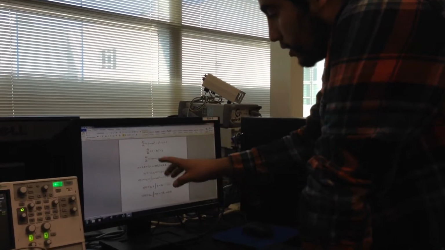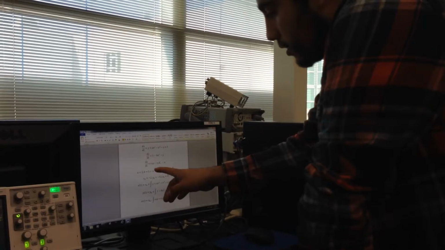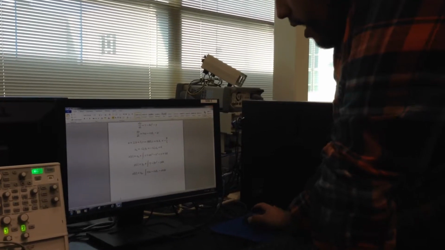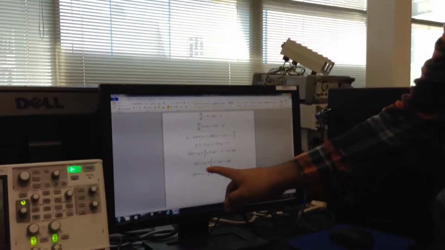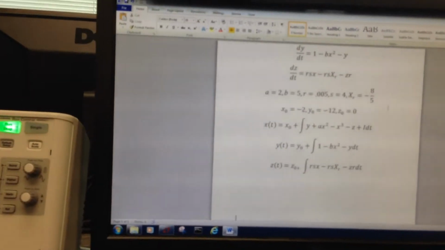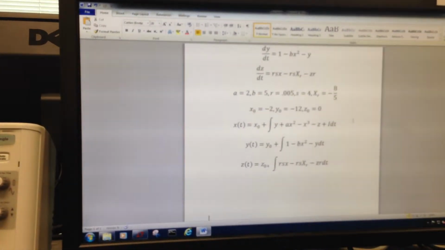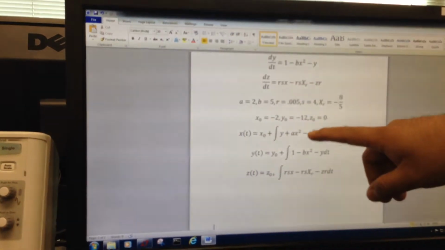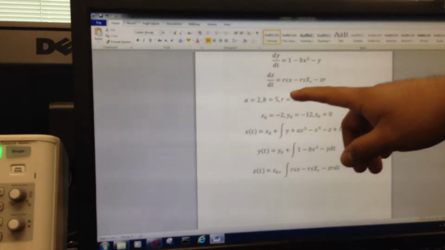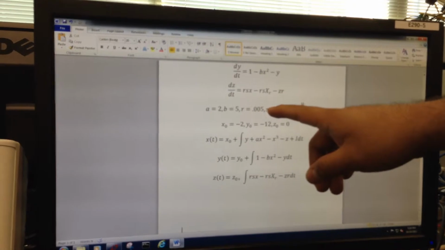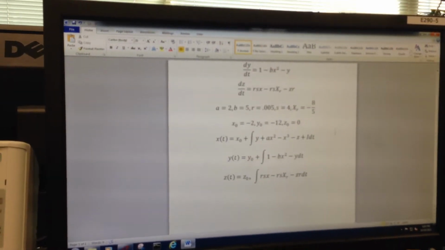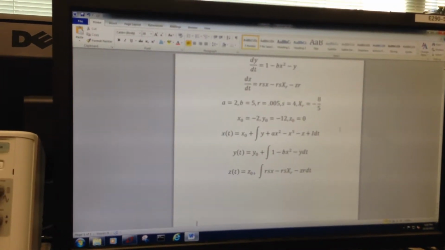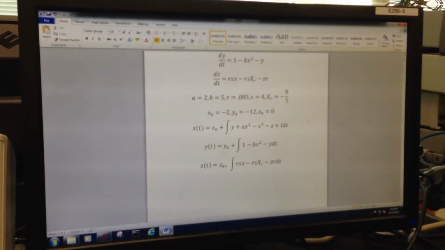What we wanted to do with these equations is get them in terms of x of t, y of t, and z of t. So we integrate both sides, and we get x of t, y of t, and z of t. These are the equations we're going to use to create our LTSpice schematics and working analog schematic. We have variables in here: a, which is equal to 2, b, which is equal to 5, r, which is equal to 0.005, s, which is equal to 4, and x sub r, which is equal to -8/5. These were all given to us. And now Jesse is going to be talking about the LTSpice schematic.